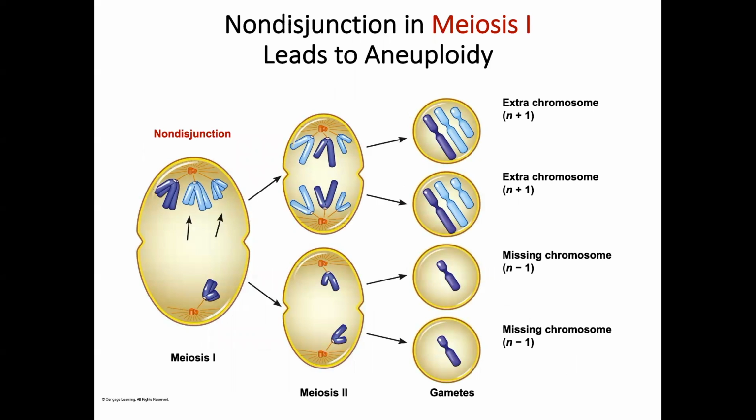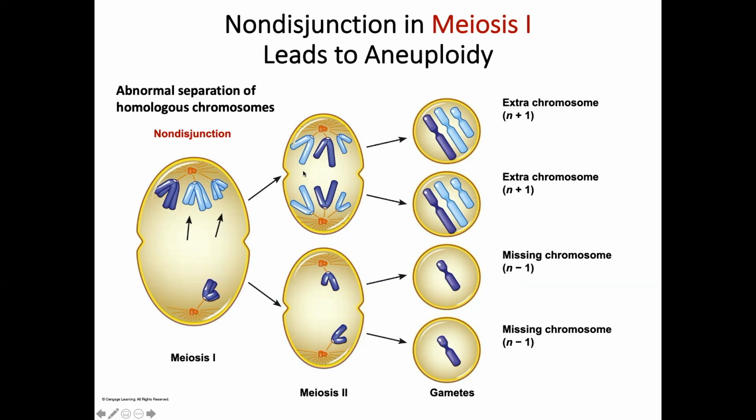Let's take a look at what non-disjunction is and how it leads to an aneuploidy. As I mentioned, non-disjunction is defined by the failure of homologous chromosomes or sister chromatids to separate properly during cell division. Because separation of homologous chromosomes occurs in meiosis 1, non-disjunction in meiosis 1 can lead to aneuploidy. Showing here in meiosis 1, one pair of chromosomes fails to separate properly at anaphase 1 of meiosis.